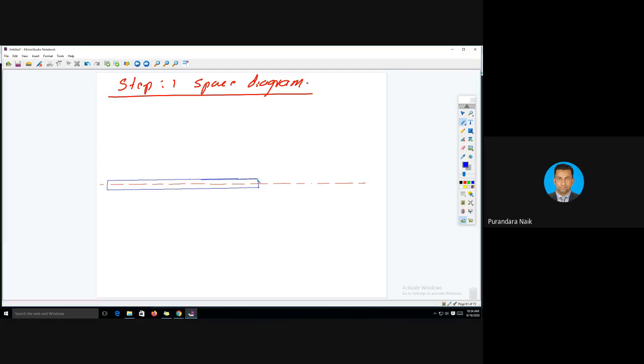And what is the length of the shaft? The length of the shaft is 3.6 meter. Right, 3.6 meter. The total length of the shaft is 3.6 meter. So I'll mention this distance as 3.6 meter. Okay, so the length is 3.6 meter. Is it visible?